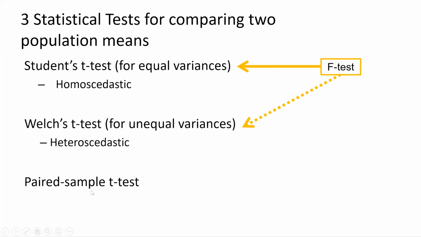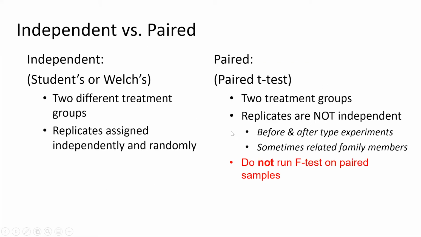And then there's this paired sample t-test. And these paired sample t-tests have 2 treatment groups, and the replicates are not independent. That's very important because independence is pretty much an assumption for all other statistical tests. But in a paired t-test, they are not independent. And these are usually set up as before and after type experiments, or sometimes related family members. And we do not run an F-test on paired samples. We do not need to know if the variance between the treatment groups are equal because they're being tested on the same or related individuals.